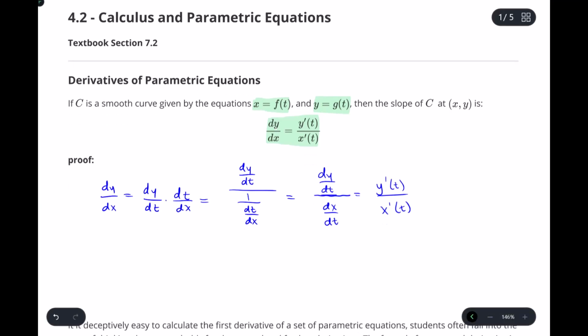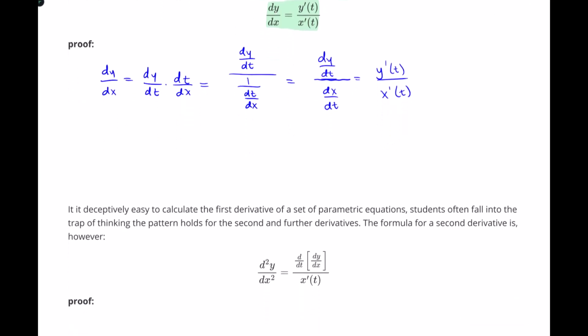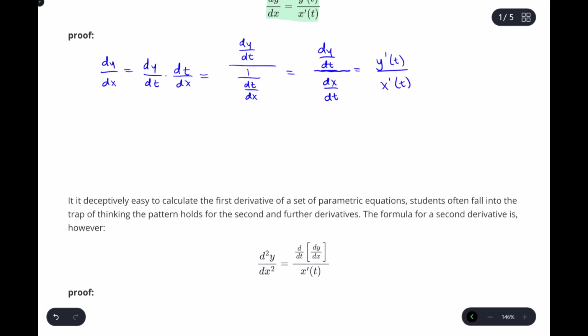Now for the second derivative, things get a little bit more confusing, because you would think that for the second derivative you would end up just simply doing y double prime of t over x double prime of t. And many students do that, although it's not correct, unfortunately. So we can't do that. Here's what we have to do instead.